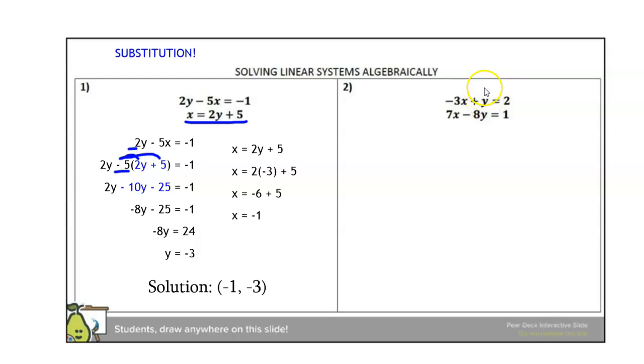Okay, take a look at that second one here. I am looking for one of the three methods to try to solve this. Doesn't look like our graphing method is going to be viable here. No graph, and also none of these say y equals mx plus b. So let's maybe think of another one.